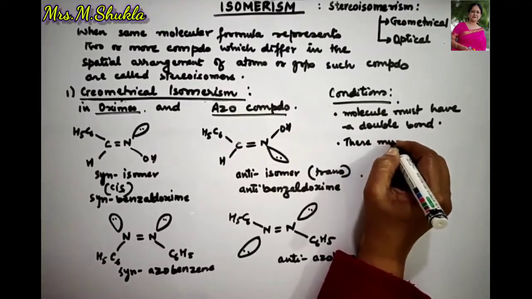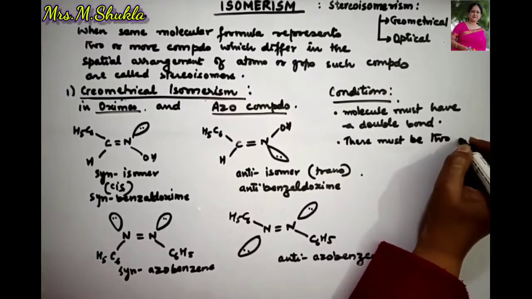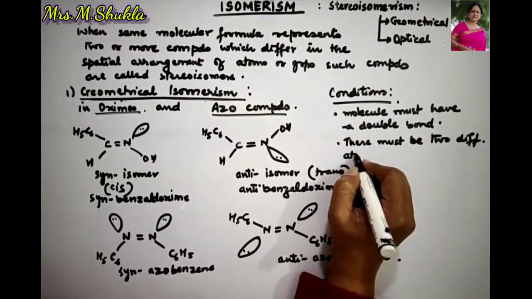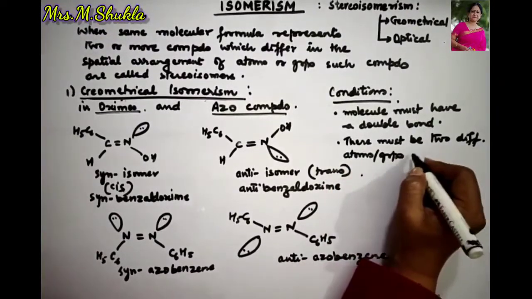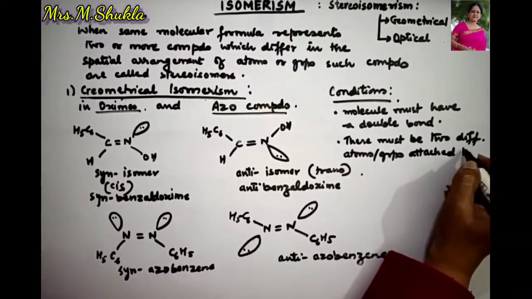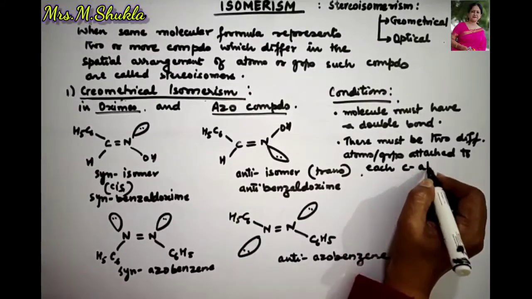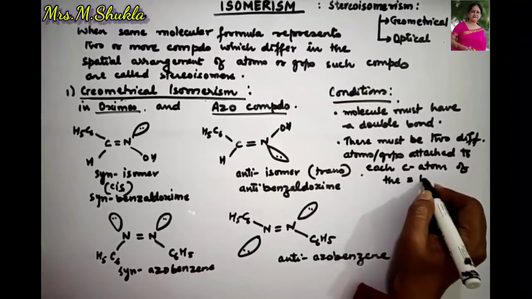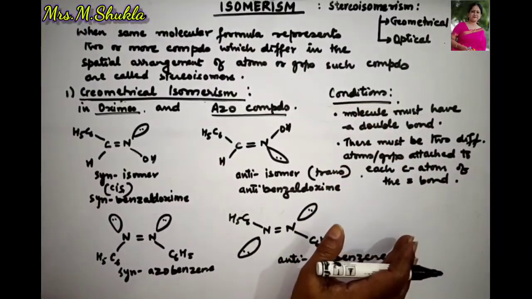There must be two different atoms or groups attached to each carbon atom of the double bond. So these are the two conditions necessary.